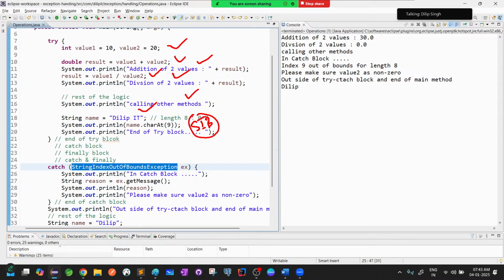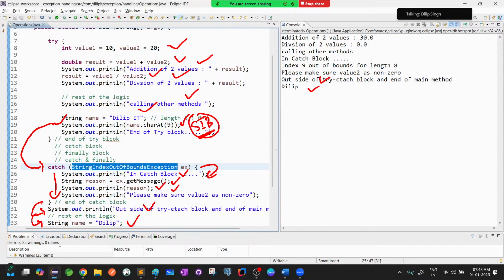Then immediately, as per our discussion, from line number 19 onwards the JVM will check the catch blocks. Is there any catch block defined for this StringIndexOutOfBoundsException or not? Yes, it is defined. That's why it enters the catch block and executes every line. Once all lines of the catch block are executed, the JVM peacefully moves to the lines outside the catch block too. So you are seeing everything printed as expected.